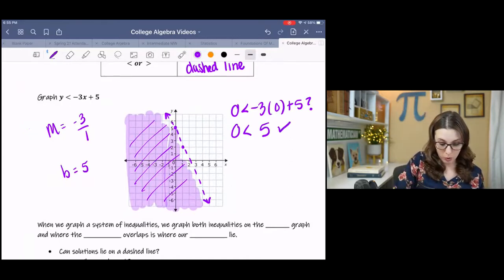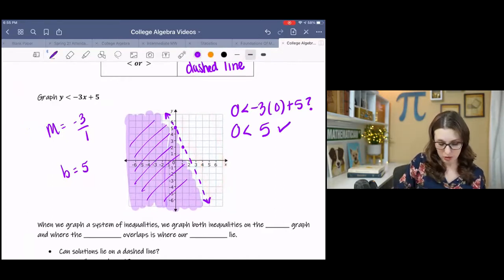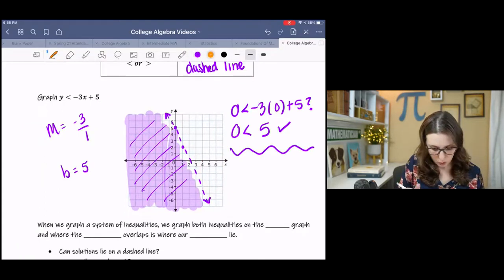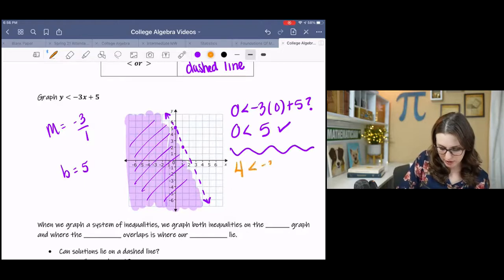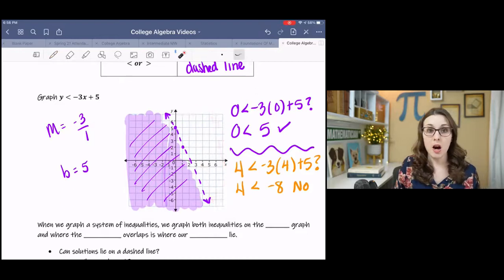Now, if I chose a point up here, it should come out to be false. So we'll do 4, 4. Is 4 less than negative 3 times 4 plus 5? That's going to be, is 4 less than negative 12 plus 5, which is negative 8? No. And that's why we're not shading up here. So if you're unsure as to where you're supposed to be shading, you can always test a point and that will tell you whether that's a good region or not.